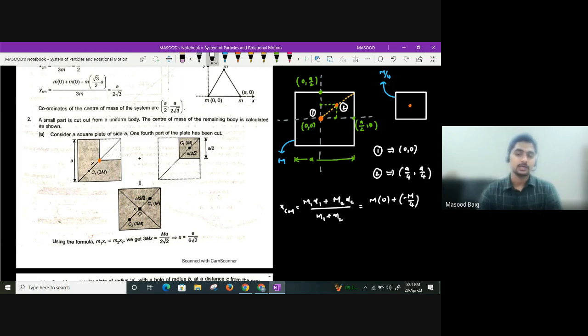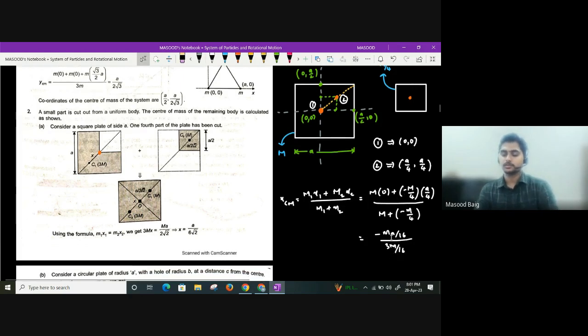Mass can never be negative. When I am writing minus m by 4, the minus indicates that one fourth of the plate is being removed. Where is its x coordinate? We got it as a by 4, whole divided by m plus minus m by 4, guys. So what will this be? You will get minus ma divided by 16, whole divided by 3m divided by 16, which will be minus a by, sorry, 3m divided by 4 we are going to get.